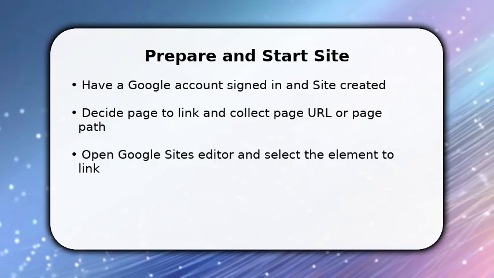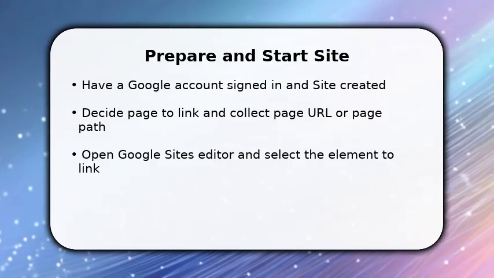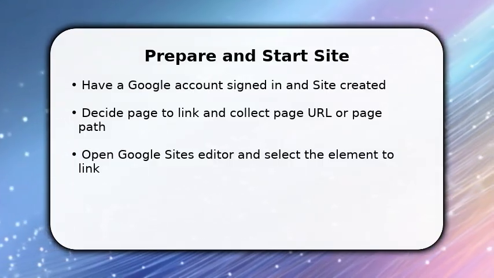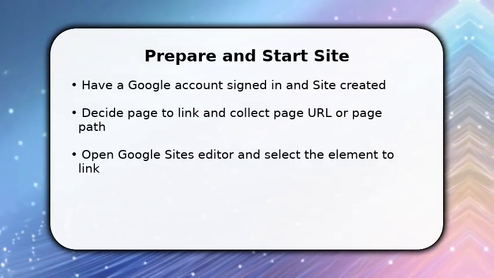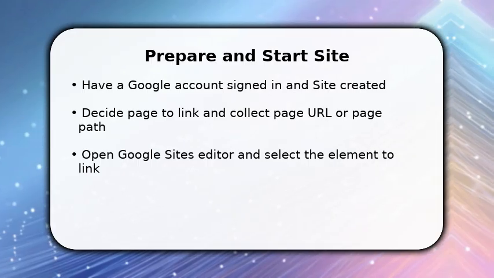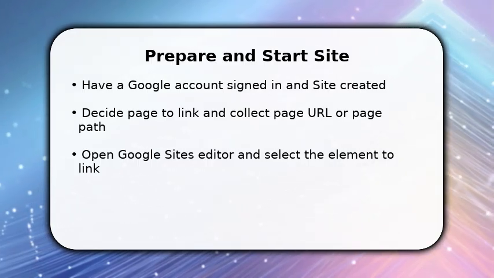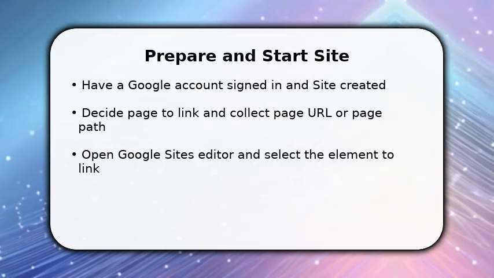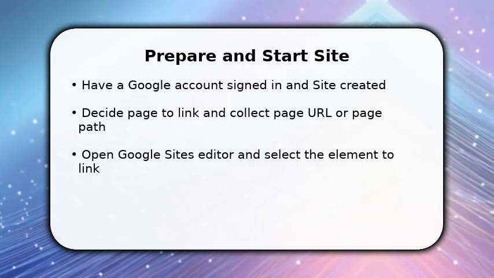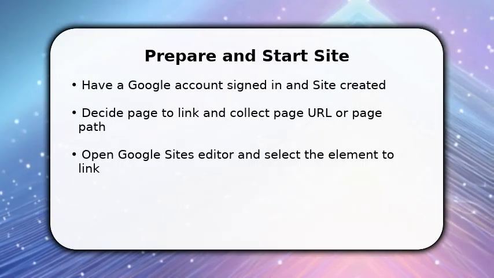You've already signed in and created the Google site. Now begin. First, pick the exact page or element you want a link from and copy its page path or note its destination. Once done, open the Google Sites editor and click the text box, image, or button you'll use as the link anchor. Make sure the element is selected visibly. This avoids accidental edits later.